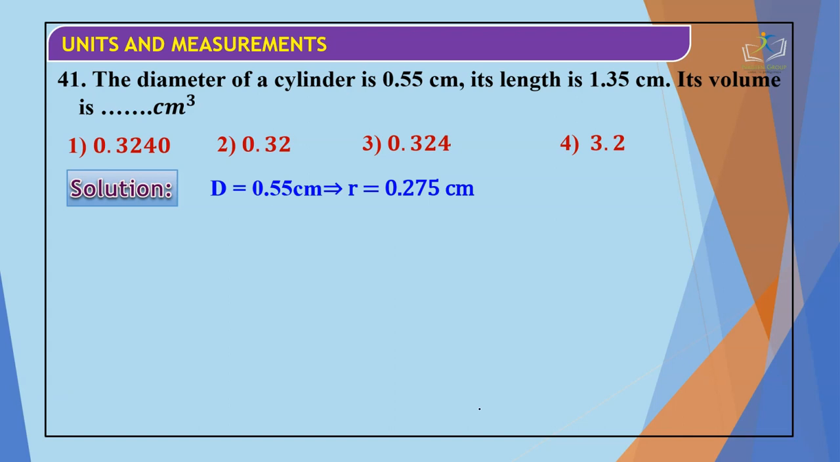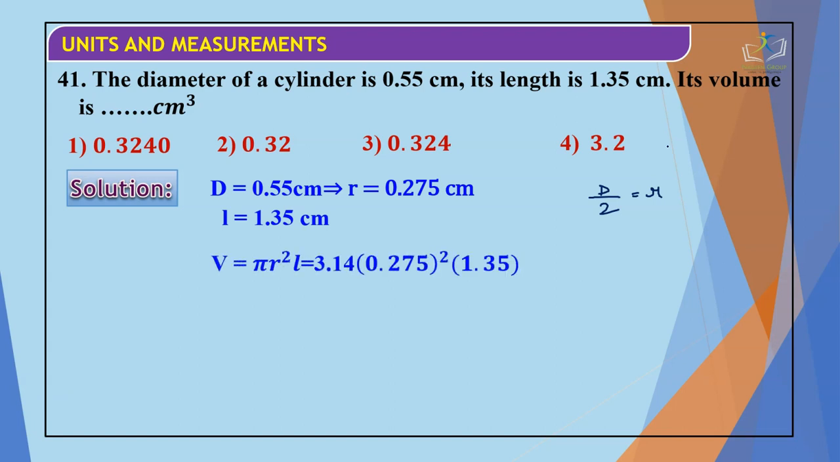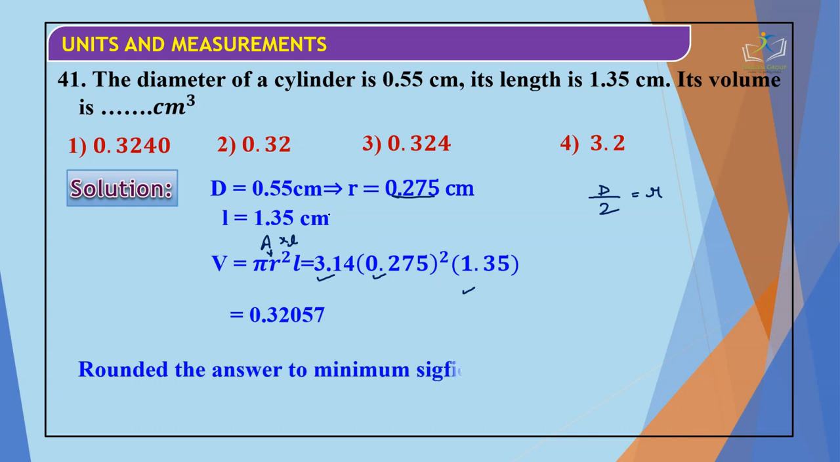Student solution, which we have: D is equal to 0.55 centimeter, R is equal to 0.275 centimeter, because we know diameter by 2 gives the value of the radius. L is 1.35 centimeter. So volume is area into length. Area is pi r square, and into length. Pi 3.14 r square, this is square, and L we are given. So from here a little bit of calculation is needed and we get the value of V.